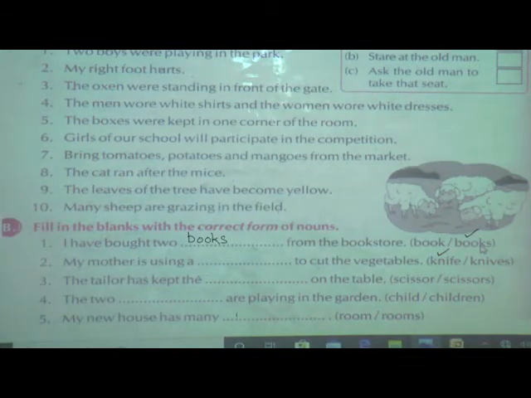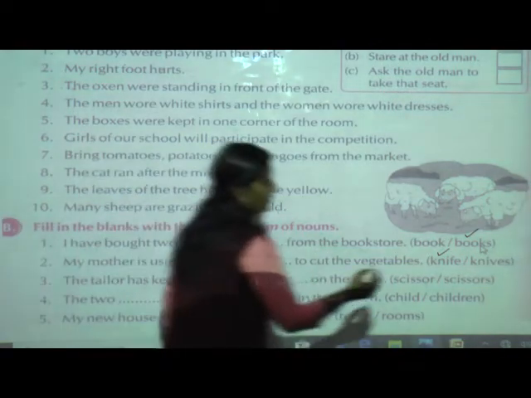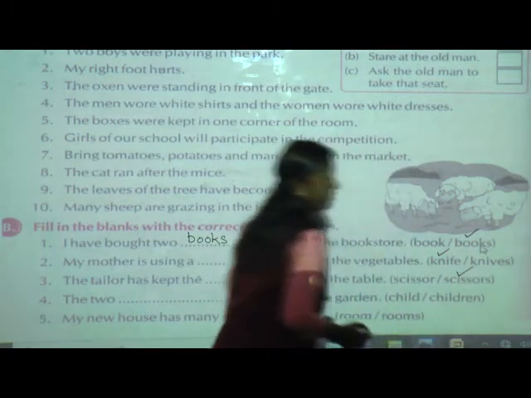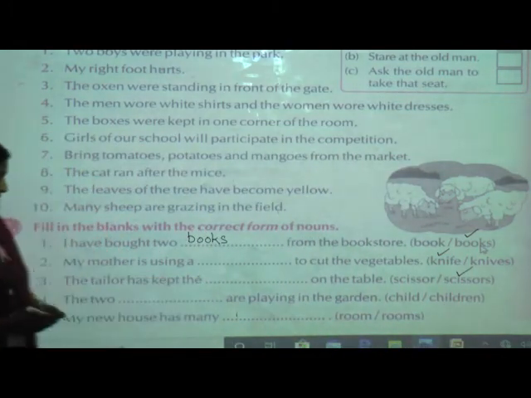Third, the tailor has kept the dash on the table. Now according to our rule, scissors is never in a singular form. It is always in a plural form. So which word am I going to use? Yes. Which noun am I going to write over here? Scissors.